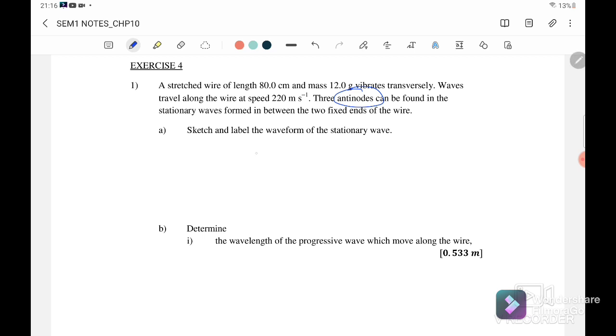Here we already mentioned 3 anti-knots. So this is the waveform of the stationary wave where we have 3 anti-knots here. So this one will be knot, knot, knot, and knot.